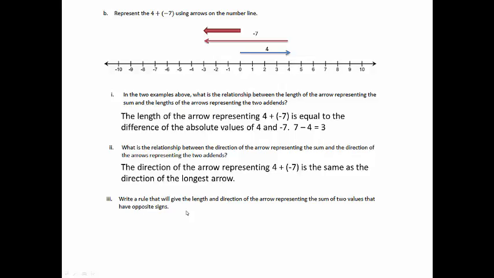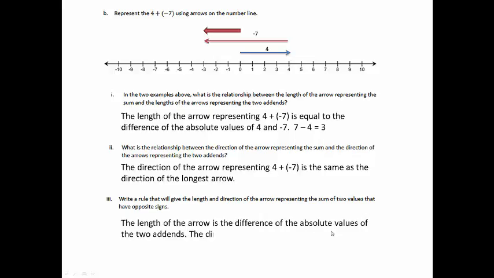If we were to write a rule to give us the length and direction of an arrow representing the sum of two values that have opposite signs, we could say that the length of the arrow is the difference between the absolute values of the two add-ins. That means subtract the absolute values. The direction of the arrow is the same as the direction of the longest arrow.